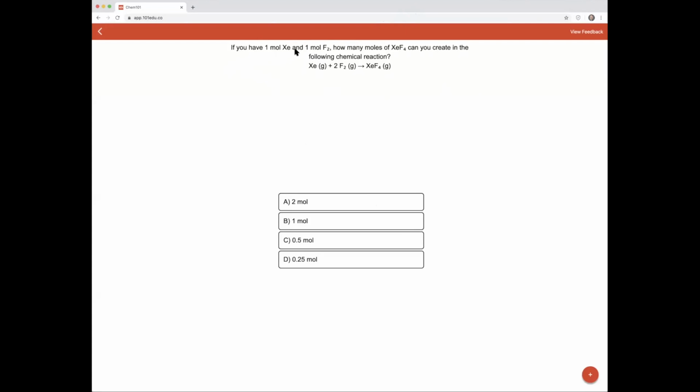So it says you have 1 mole of xenon and 1 mole of fluorine. How many moles of xenon tetrafluoride can you create in the following chemical reaction? Okay, and you'll see this in just a second. We're going to do some calculations, but let me just kind of set the stage. So let's say that I have 1 mole of xenon, okay? And from the balanced chemical reaction, we want to know how much of that product we can form. Well, it's a 1-to-1 ratio in the case of the xenon. So 1 mole of xenon will create 1 mole of xenon tetrafluoride, okay?